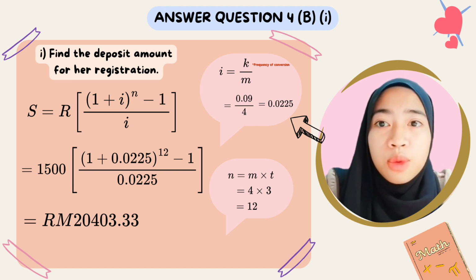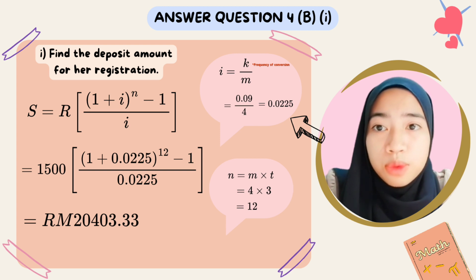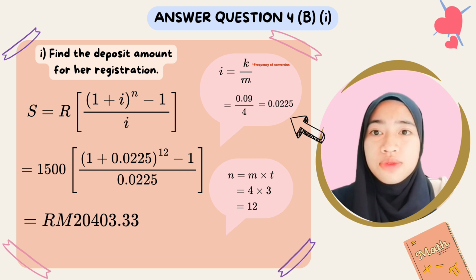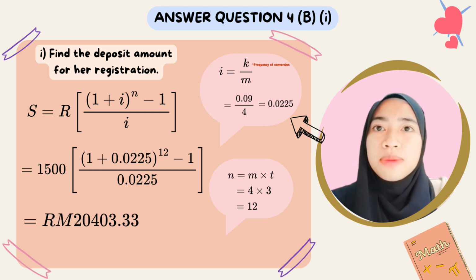So the value of S is R, 1500 bracket 1 plus 0.0225 power of 12 minus 1 over 0.0225. So we calculate that the value of S is 20,403 ringgit and 33 cents.